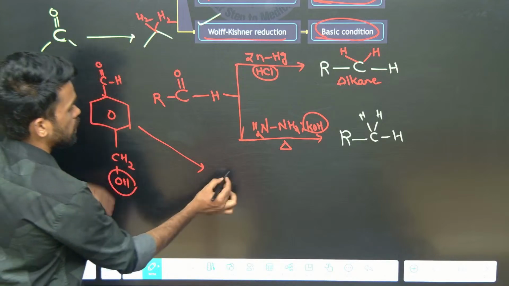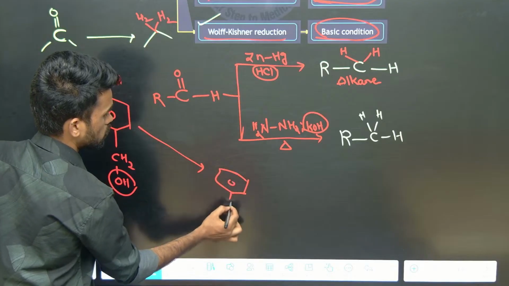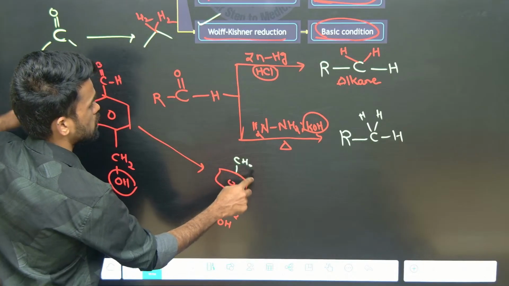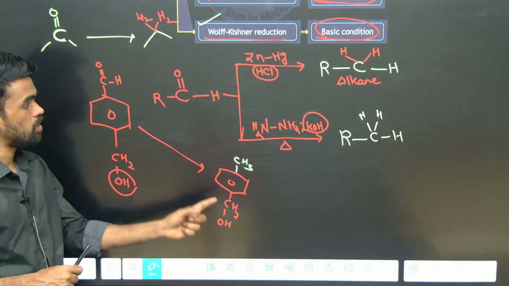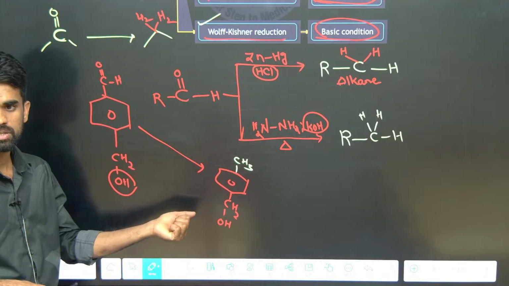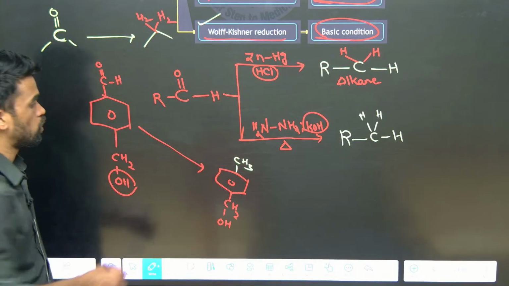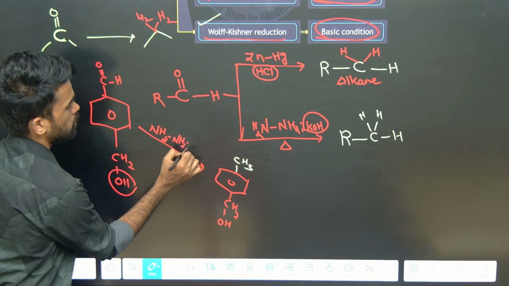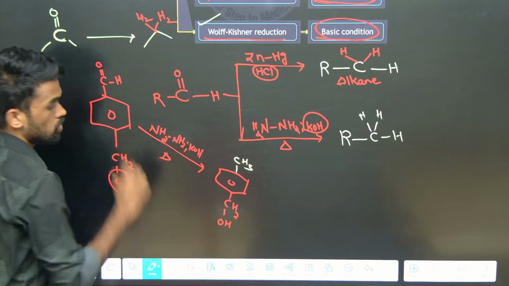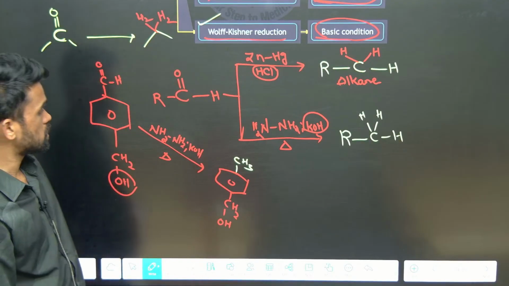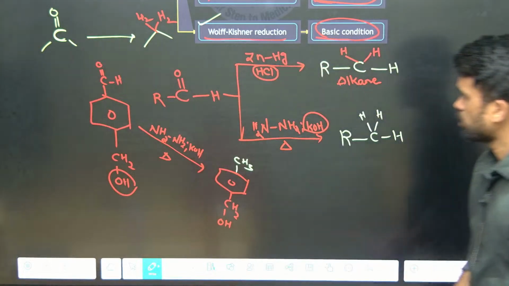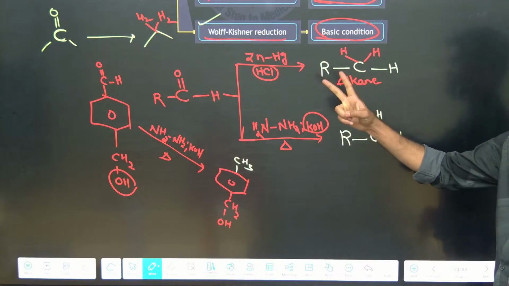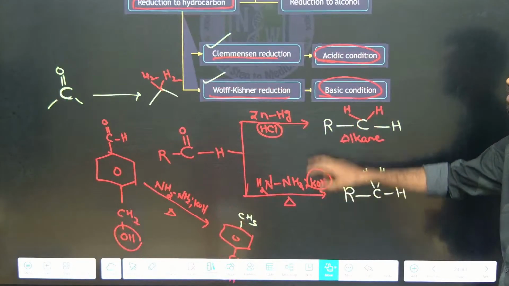This remains as it is, and only this will be converted into the respective alkane, where a CH3 unit is formed. So what is a suitable reagent I can use for this transformation? Above one or below one? Below one. Wolff-Kishner reduction, that is NH2NH2, hydrazine, in basic medium under heating condition. Is this clear? This is how you need to remember the concepts. What are the names of these two reactions? One is Clemmensen, the other is Wolff-Kishner.